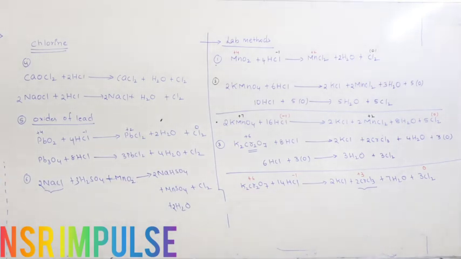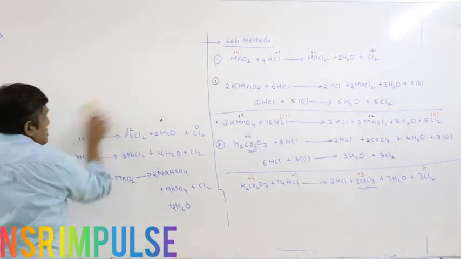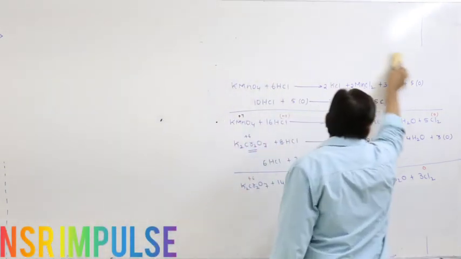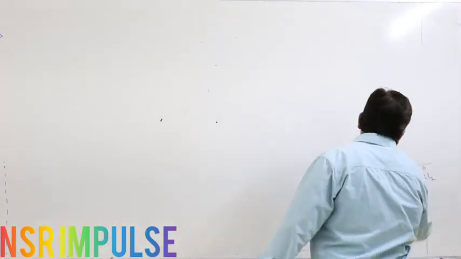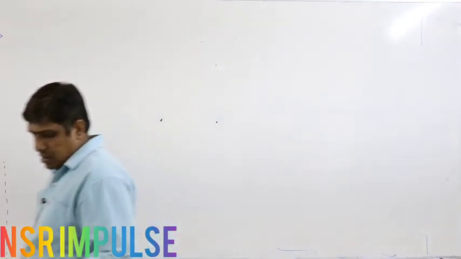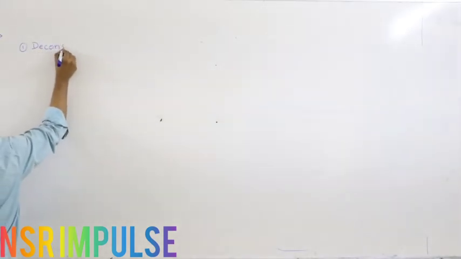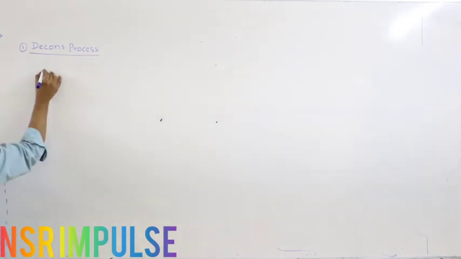So let us study industrial methods. Now coming to industrial methods, the first one is Deacon's process. So what happens in Deacon's process?